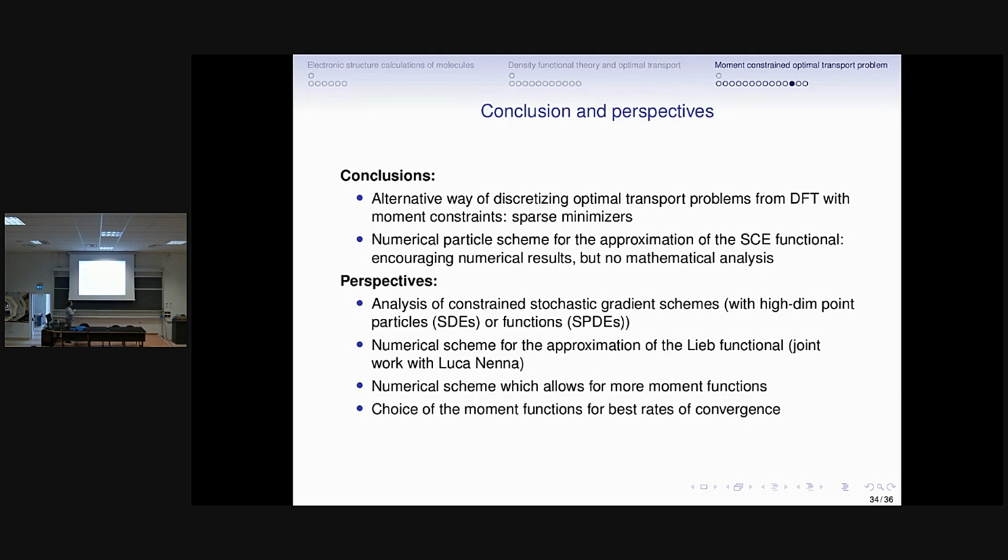And here also, what we are trying to do is to design some numerical schemes that would allow for a larger number of moment functions. Because here, for the moment, we are stuck in practice with a number of moment functions that scales like a few dozens, so 52 in the high dimensional case I told you about. So here, what would be better would be to increase slowly the number of moment functions and choose them more wisely. Okay, and that's all for me.